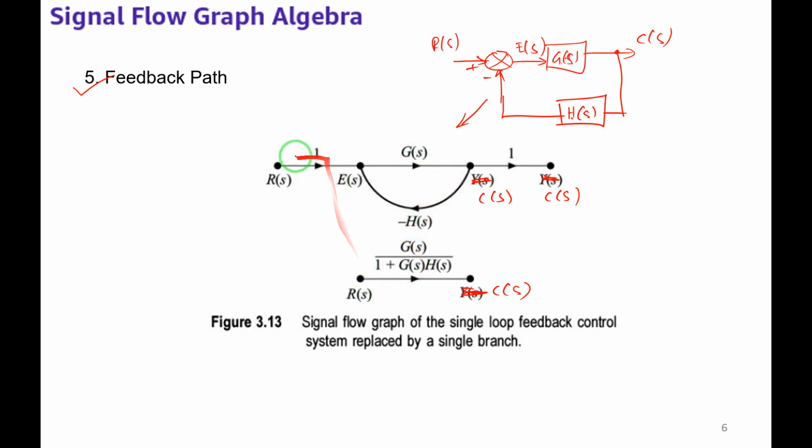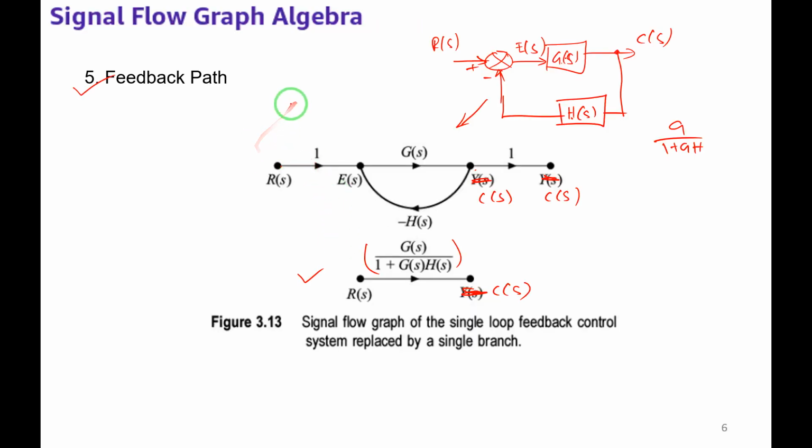Observe here, the gain between R to E is 1 and C to C it is 1. So we will neglect them and eliminate this. We know how to replace it: G divided by 1 plus GH if it is a negative feedback system. Here the minus sign is taken care of by minus H of S, so it is a negative feedback system. So write down the gain G divided by 1 plus GH and replace all these three branches by a single branch. R of S is the input and C of S is the output, and the gain is indicated on the branch with the arrow, right? This is how we can eliminate the feedback path and rewrite the signal flow graph.